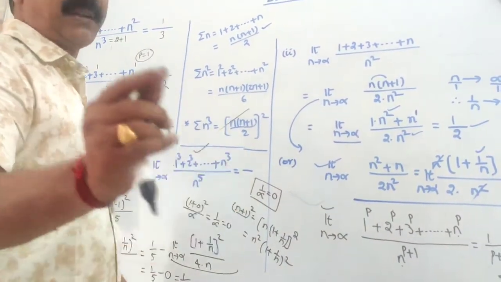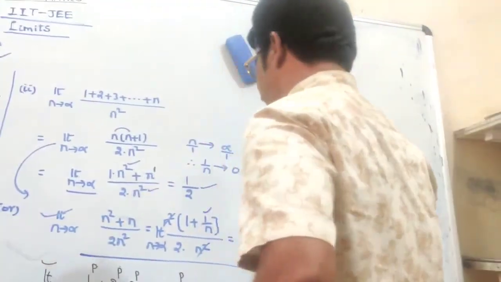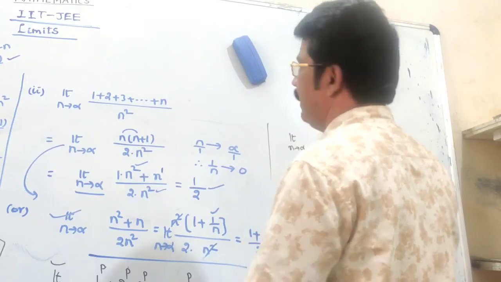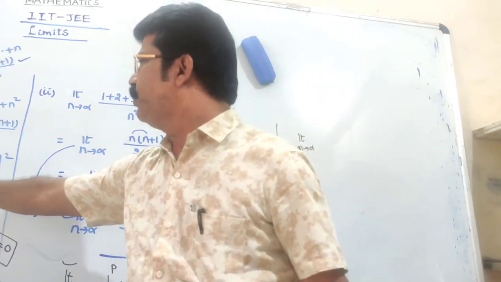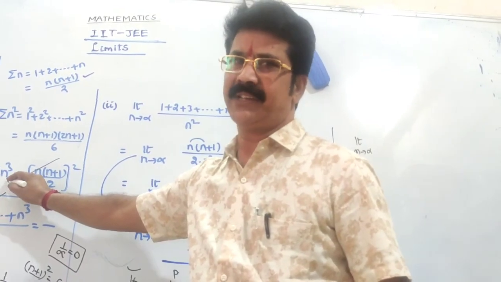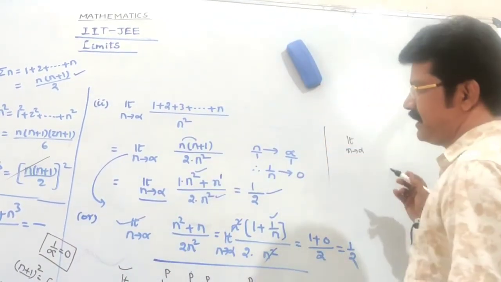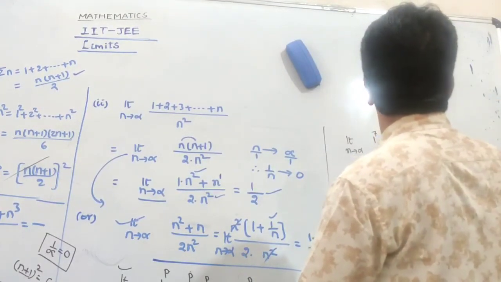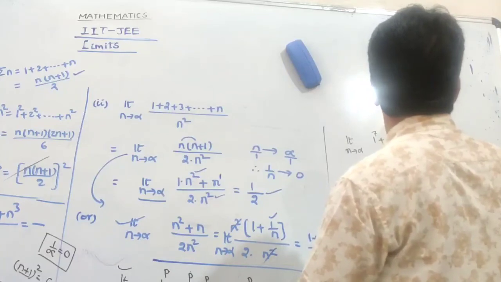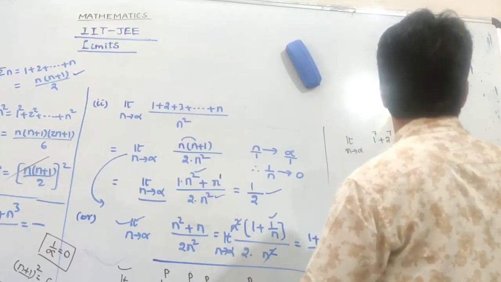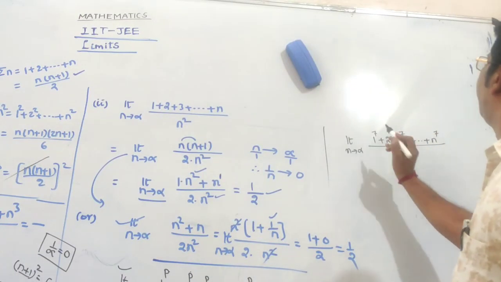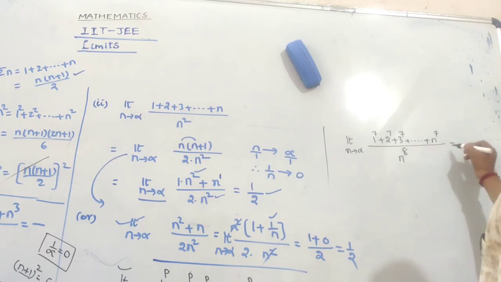Similarly, I will show another example for higher degree. So limit n tends to infinity, because we know only up to sigma n cubed within our limitations. If it is asking something whole power 7 like that, 1 to the power of 7 plus 2 to the power of 7 plus 3 to the power of 7 plus and so on, n to the power of 7, whole divided by n to the power of 8. This is 7, this is plus 1. So bluntly the answer is 1 by this value 8.